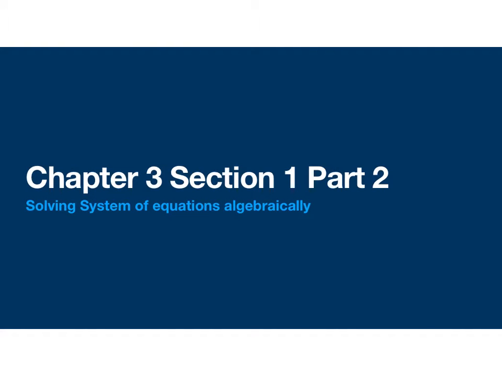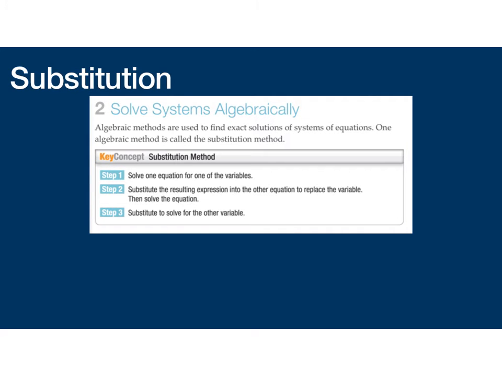Yesterday we solved systems of equations by graphing. Today we're going to solve them algebraically. The first technique we're going to look at to solve them algebraically is substitution. Algebraic methods are used to find exact solutions of systems of equations. One algebraic method is called the substitution method.